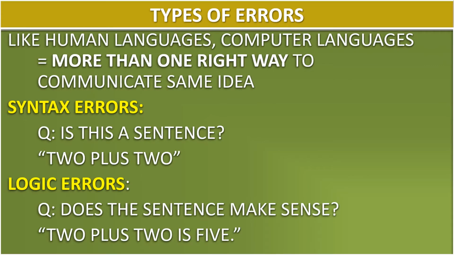So let me talk a little bit about different types of errors. Like human languages, in computer languages there's more than one right way to communicate the same idea. So there's no exact one right way to code. There are wrong ways to code, there are definite mistakes, and there are things that you have to avoid, but there's more than one way to write a program for a particular task. Some of them are more elegant than others, some are better solutions, some use fewer lines of code. Just like, for example, if you're greeting someone in a foreign language, there's more than one way to greet people.